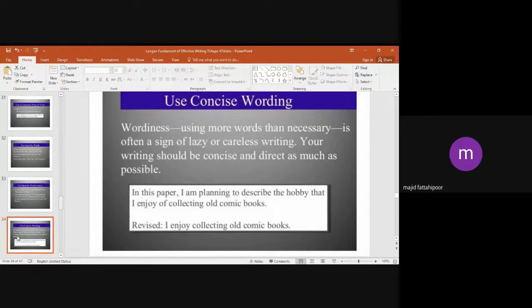Okay, you can describe in fewer words. For example, in this paper, I'm planning to describe the hobby that I enjoy of collecting old comic books. This is the sentence we come across in many student works. Okay, the revised form, the more concise and more effective form, is that I enjoy collecting old comic books. That's it. That's it. We don't need in this paper. We don't need I am planning to describe. We don't need the hobby. Why? Because everyone knows collecting is a hobby.